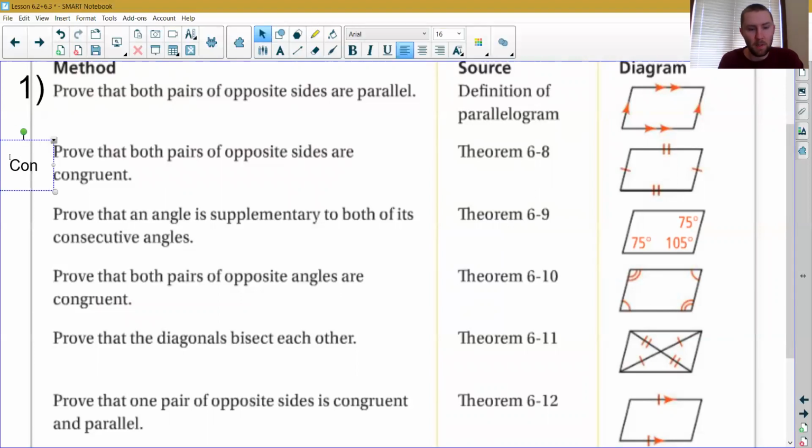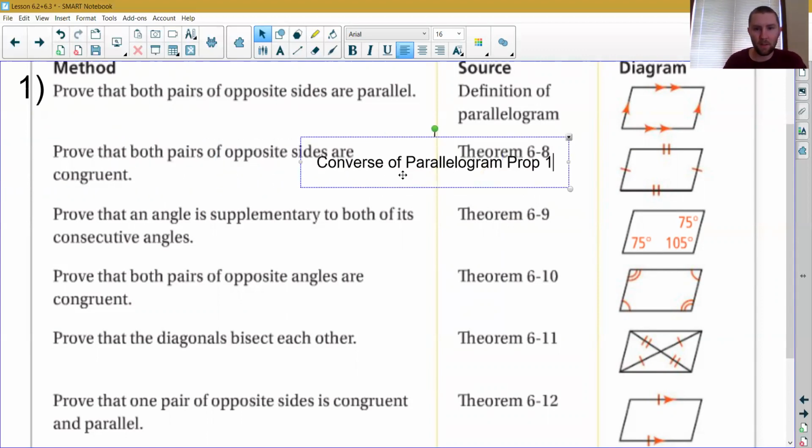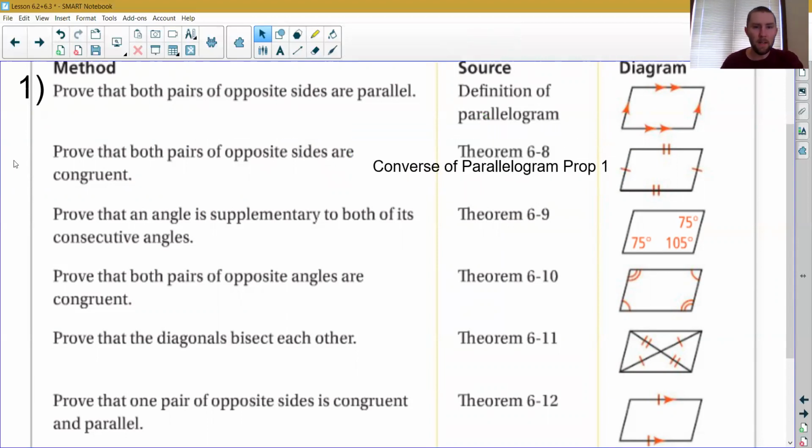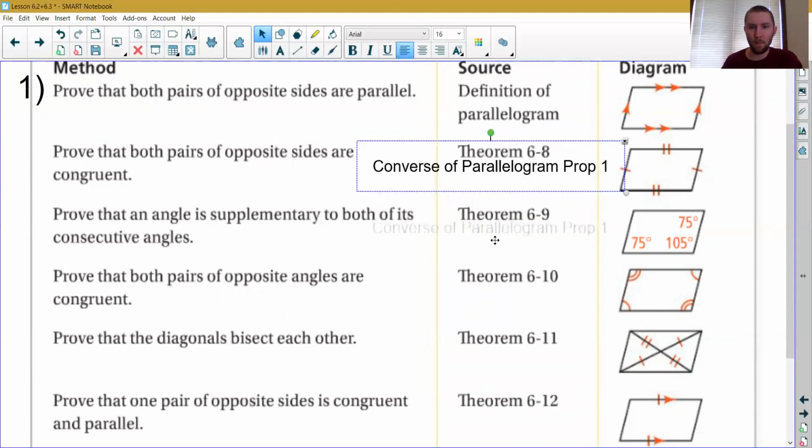Okay, so I would say converse of parallelogram prop 1. Okay, I would call it that instead of Theorem 6-8. I would call it converse of parallelogram property 1. That would be 2 pairs of opposite sides congruent. Okay, not 2 pairs of opposite sides parallel, but 2 pairs of opposite sides congruent. That's the converse of parallelogram property 1.